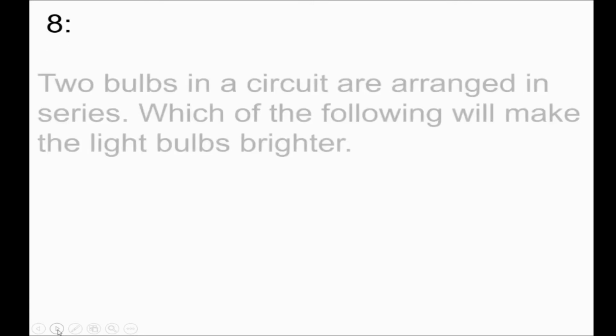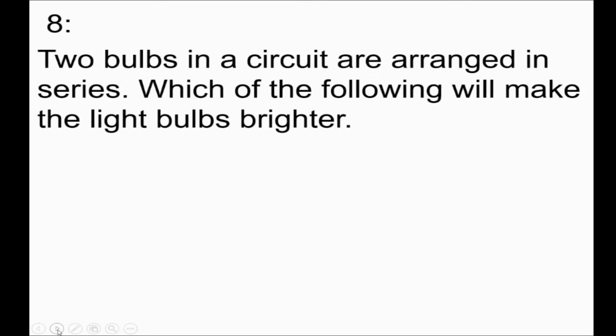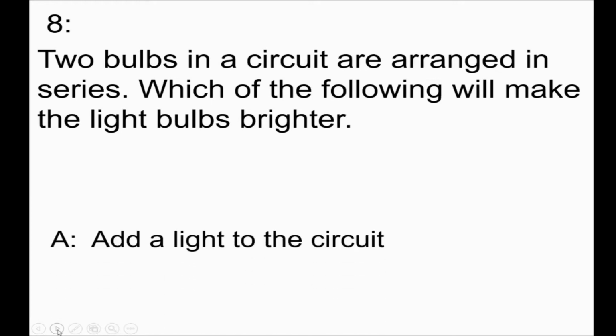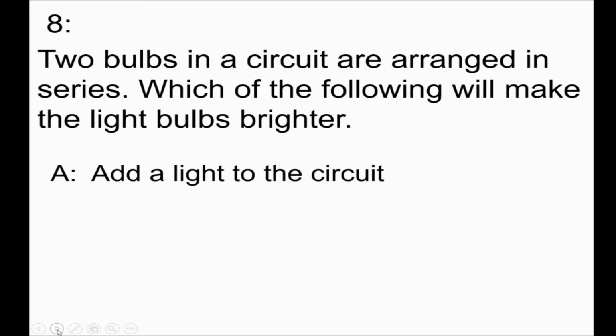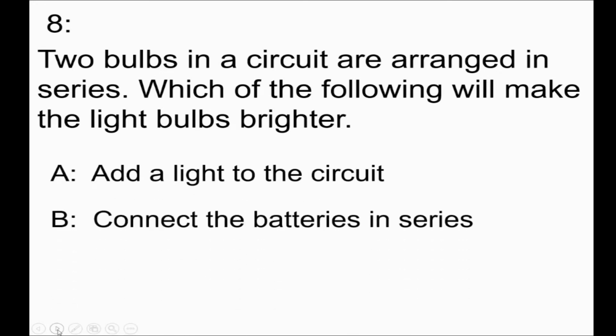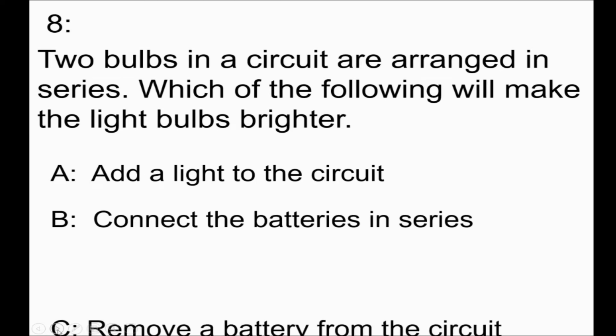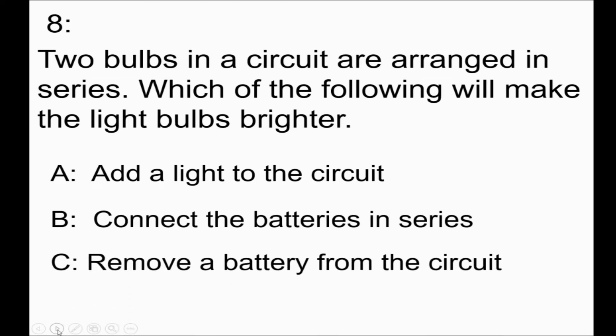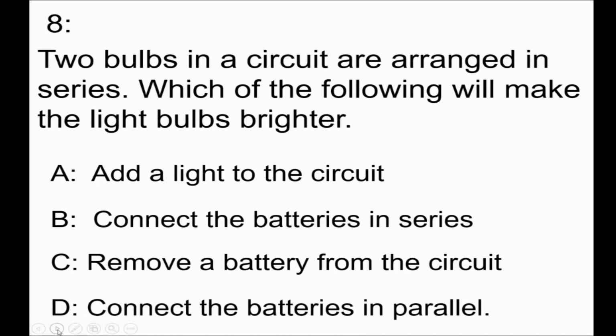Question number 8 says, two bulbs in a circuit are arranged in series. Which of the following will make the bulbs brighter? A says add a light to the circuit. B, connect the batteries in series. C says remove a battery from the circuit. And D says connect the batteries in parallel.